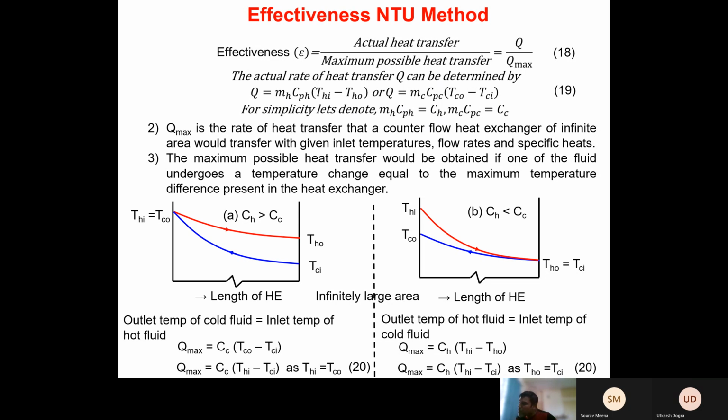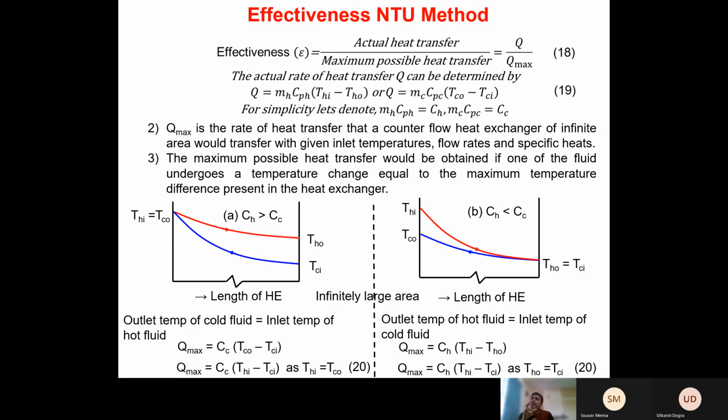So as I said, Qmax is the maximum heat transfer that is possible in the heat exchanger, that you can get only if the temperature difference you are accounting is the maximum. So the maximum temperature difference will be what? T_HI minus T_CI.